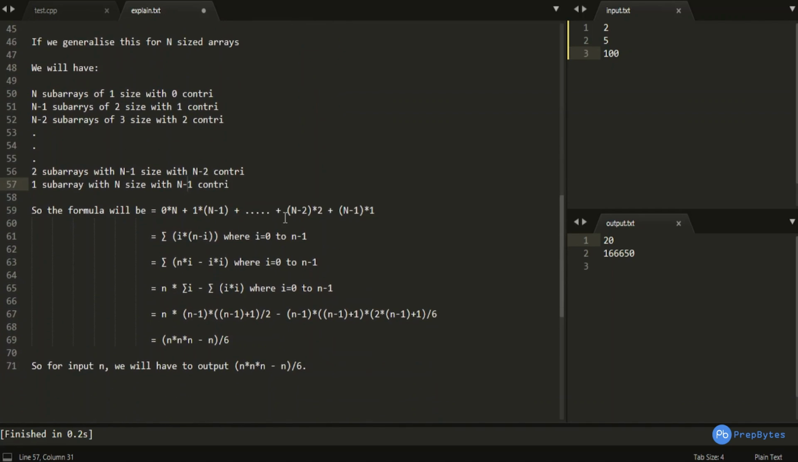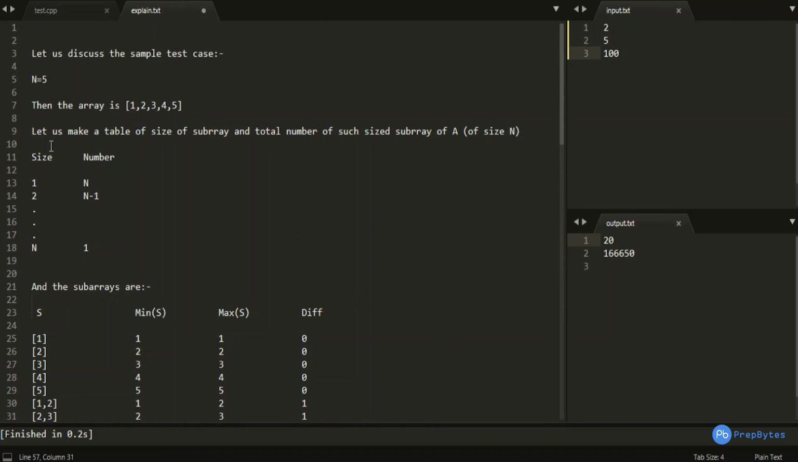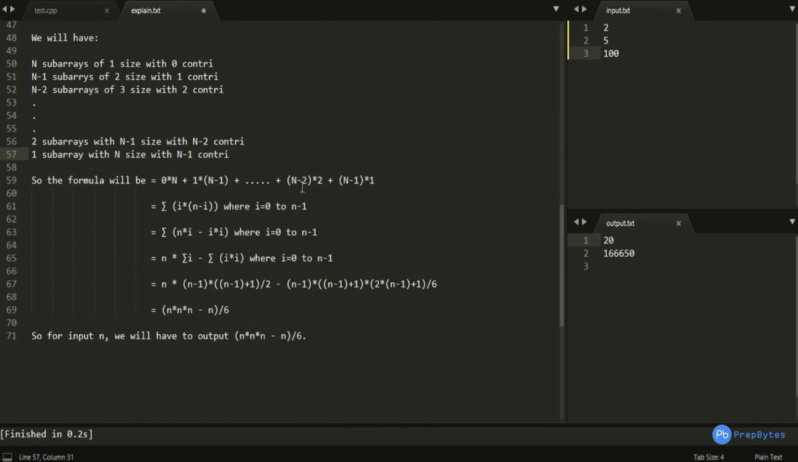Okay, so the formula comes out to be 0 into n plus 1 into n minus 1, as I explained over here. 0 into n, n minus 1 into 1, and then n minus 2 into 2, and so on till 1 into n minus 1. So this is my formula which is coming out from the above analysis. This can be written as the summation of i into n minus i, where i is going from 0 till n minus 1. You can see it's the same. This expression can be written as this.